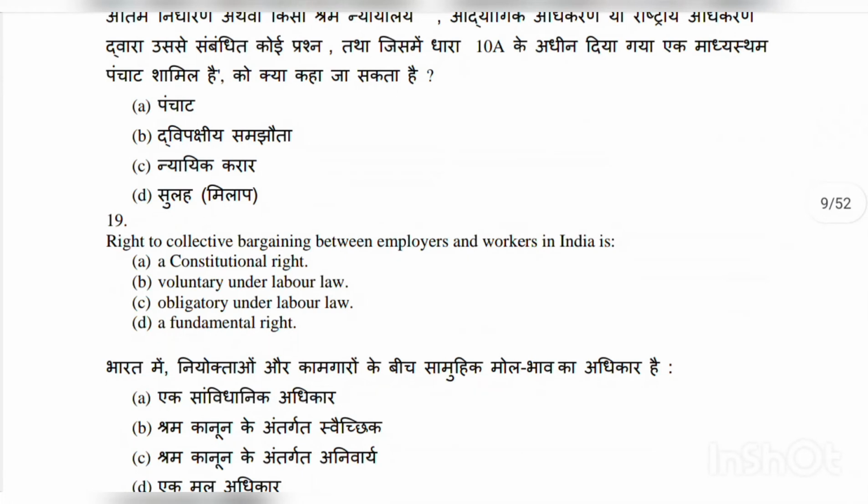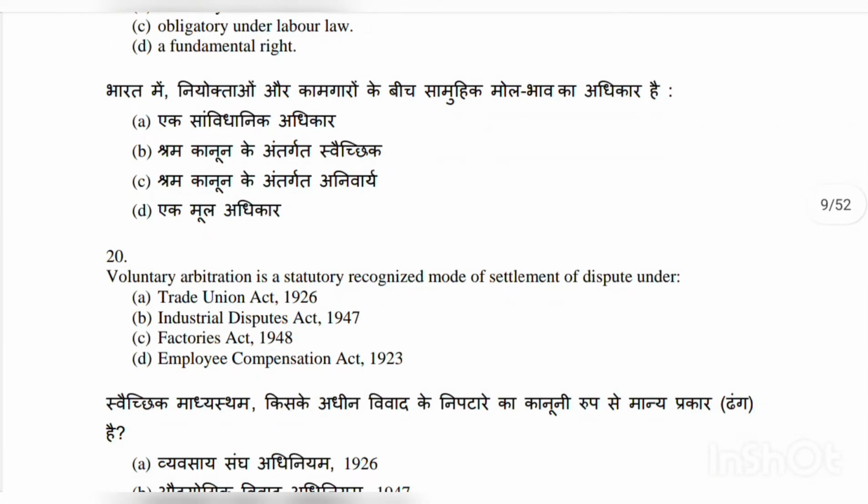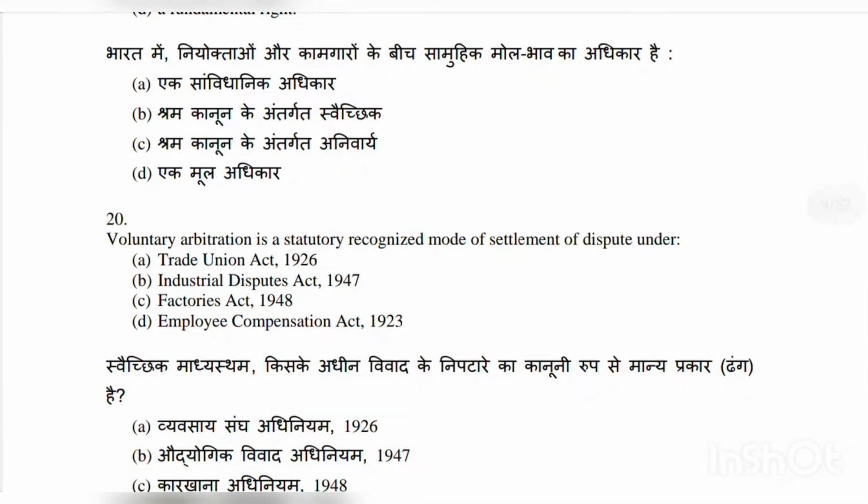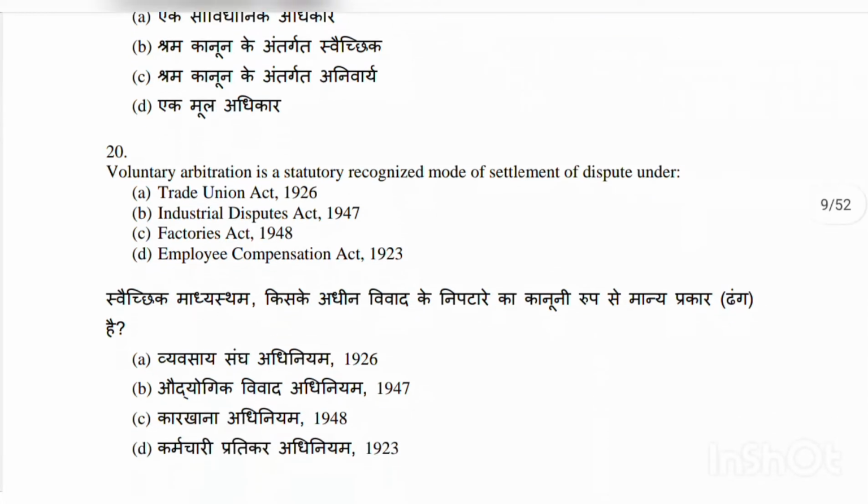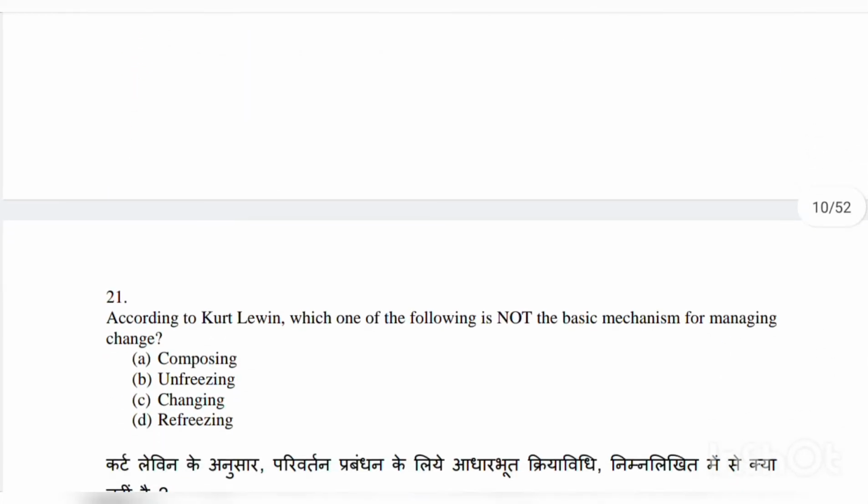Question number 19. Right to collective bargaining between employers and workers in India is voluntary under labor law. The answer is B. Voluntary arbitration is a statutorily recognized mode of settlement of dispute under the Industrial Dispute Act 1947. The answer is B.